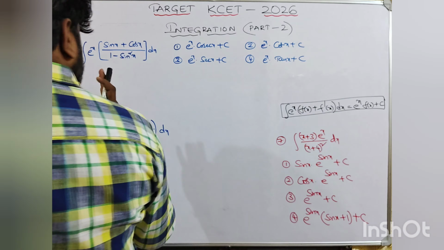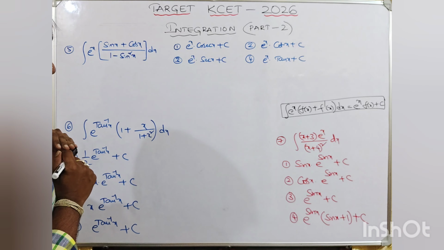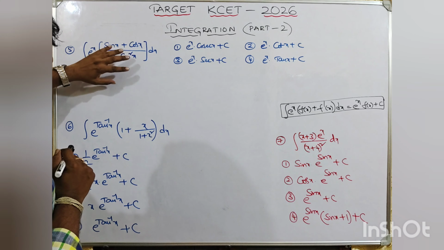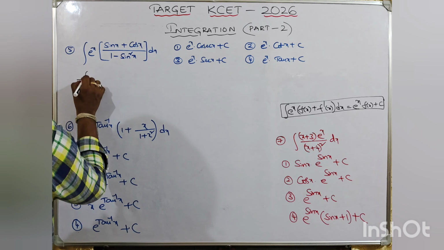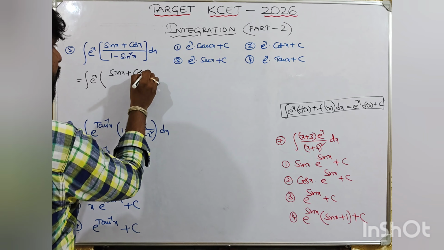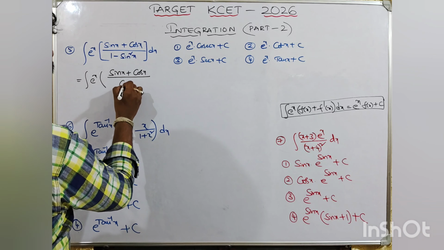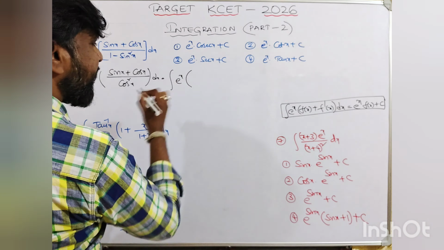Integral of e power x into (sin x plus cos x) by (1 minus sin square x) dx. Like this kind of questions they ask. Whatever it may be, you are going to convert into the integral of e^x (f of x plus f dash of x) dx concept. So this is equals to e power x into (sin x plus cos x) by 1 minus sin square x, which can be written as, of course you know very well, cos square x dx.